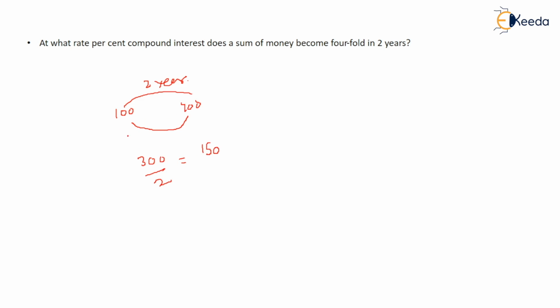And on what amount did it increase? What was the initial amount that he invested from his pocket? It was 100. So after doing this you will know that if money is kept at a rate of 150 percent per annum, in 2 years this will become 400. Okay, so this is how you need to calculate this question.